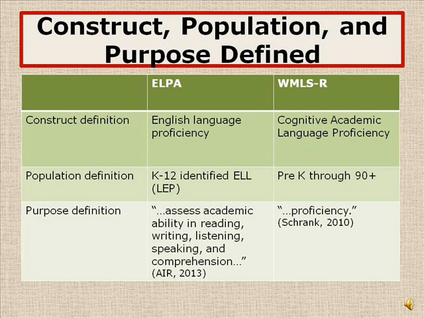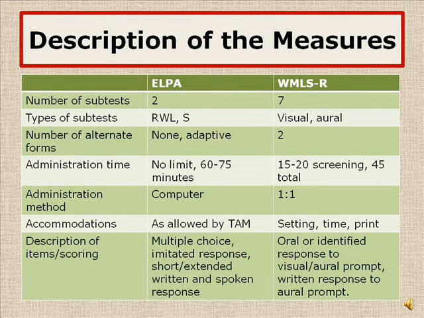There are 6 proficiency levels. We'll look at these closer when we get to scoring and scales. The description of measures here. The number of subtests: the ELPA has 2, the Woodcock-Munoz 7. The types of subtests for the ELPA: it's reading, writing, and listening, and speaking would be the second test. The 7 subtests for the Woodcock-Munoz represent visual and oral prompts.